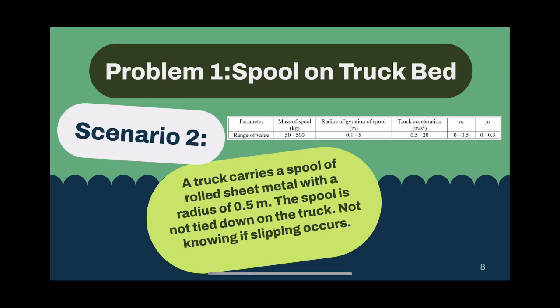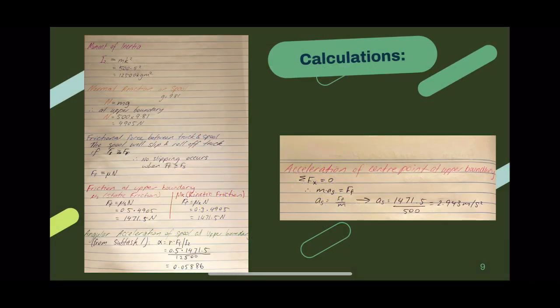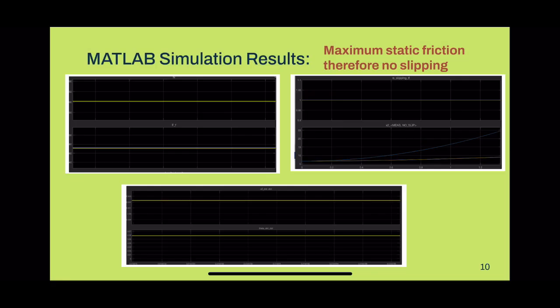Task 2 analyses a similar scenario without knowing if slipping occurs. We are given a range of parameters, which we then used manual calculations to solve the problem at the upper boundary of the static friction. We then used MATLAB to simulate the same scenario. As shown, we received the same outcome using both techniques.